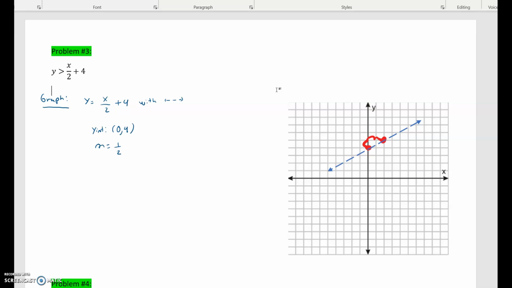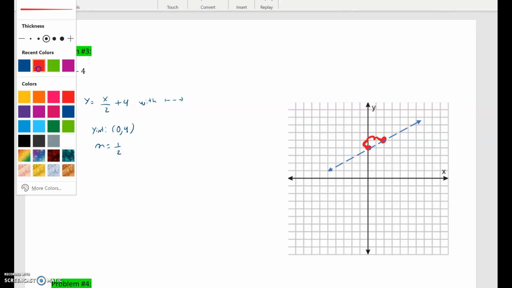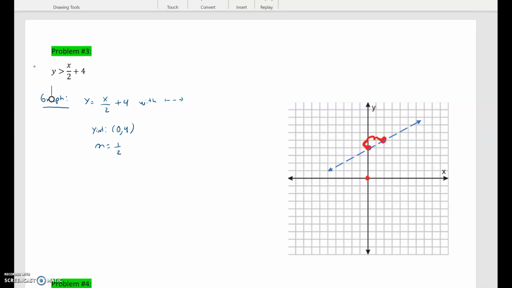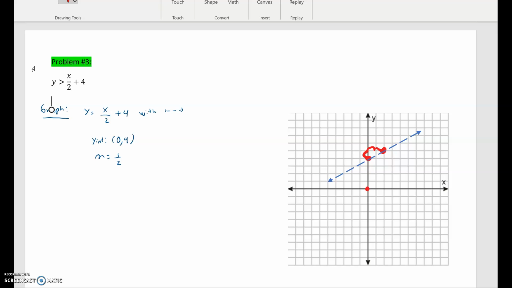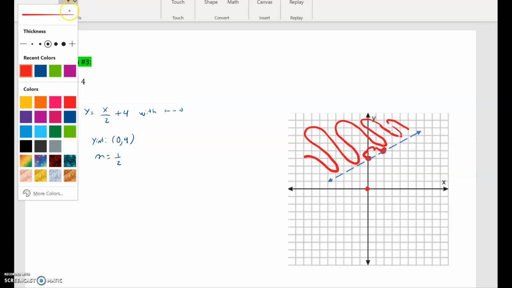Okay, that's our line. Now, if you remember what we did on the other problem, we selected coordinate points, and in this case, you could use as a test point (0, 0), but it's a lot easier if you look at the statement. In this case, y is greater than x divided by 2 plus 4. Greater means above. So in this situation, because the statement says greater, we would be shading every value above the line. Greater means above towards the positive infinity. So this region here.